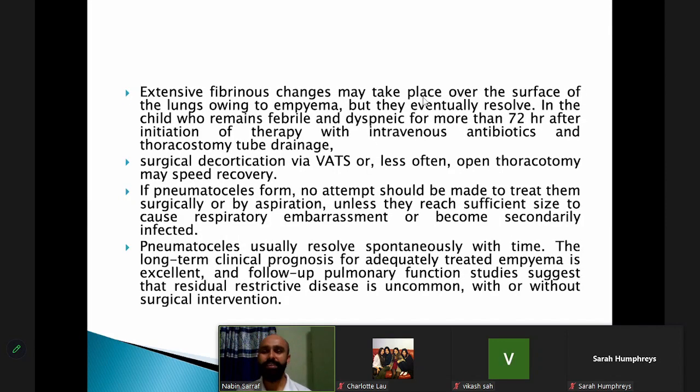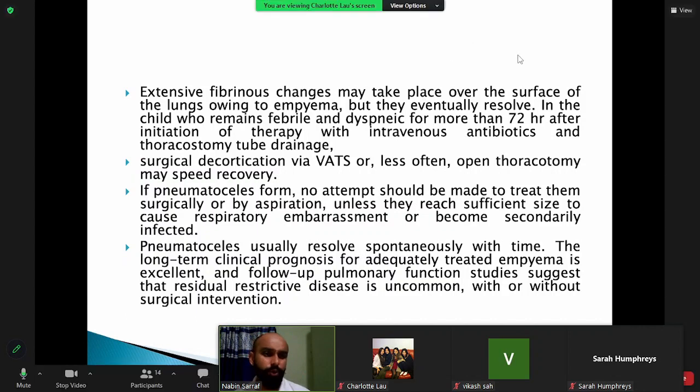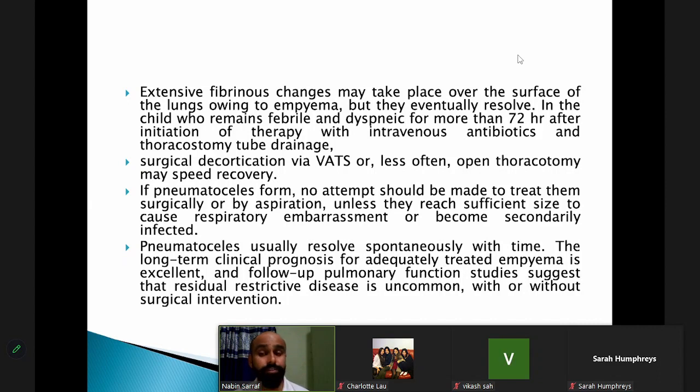Now here, talking about the extensive fibrinous changes that may take place over the surface of the lungs owing to empyema, they eventually resolve. In the child who remains febrile and dyspneic for more than 72 hours after initiation of therapy with intravenous antibiotics and thoracostomy tube drainage, surgical decortication via VATS, or less often open thoracotomy, may speed the recovery. And if pneumatoceles form, we should not attempt to aspirate or treat them surgically.